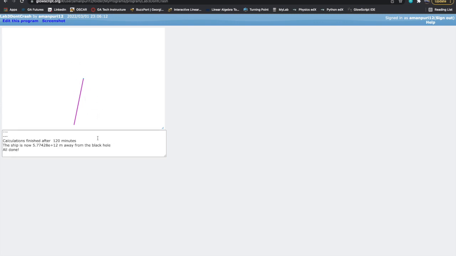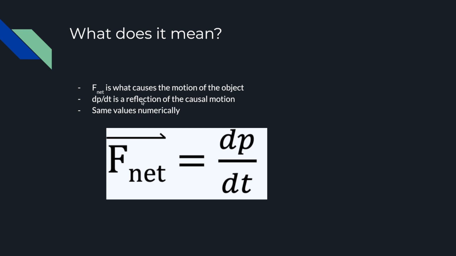Differences between the change in momentum and the net force. You can think about it like the net force is what causes the motion of the object. You can think about this in the parallel and perpendicular axes. And then the change in momentum is a reflection of the causal motion, which is related to the change in velocity and acceleration. However, these values are the same numerically.